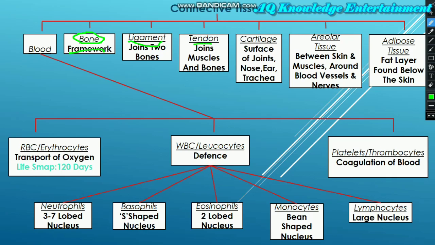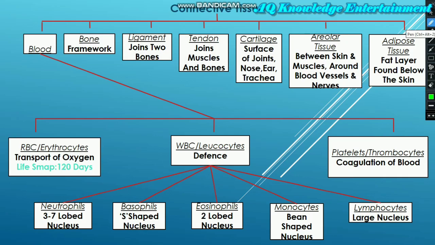Now the next one is tendon. Now what is tendon? Tendons are fibrous tissue with great strength but limited flexibility. So tendon is not that flexible, but it has great strength. Now what does tendon do? It basically joins the muscles and the bones.